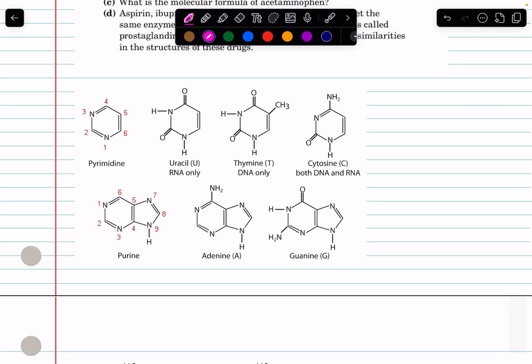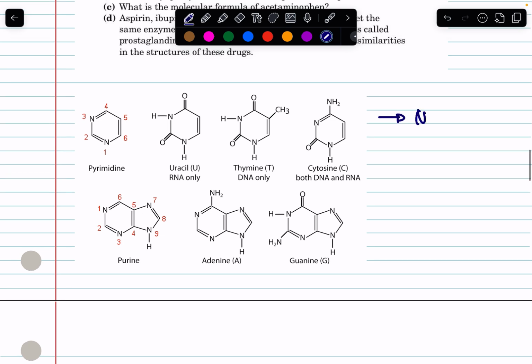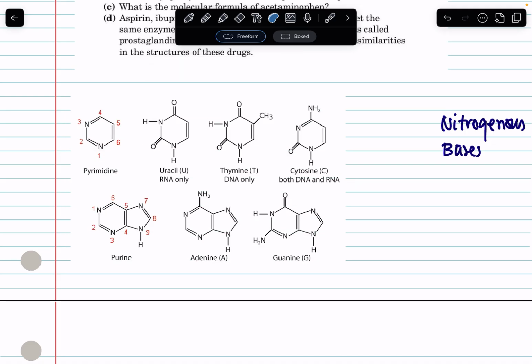Here at the bottom, I'm showing you a bunch of different nitrogenous bases. Let me show you this. At the top, you see U, T, and C, and at the bottom, you see G and A. All of the ones on the top are called pyrimidines. At the bottom, they're called purines.